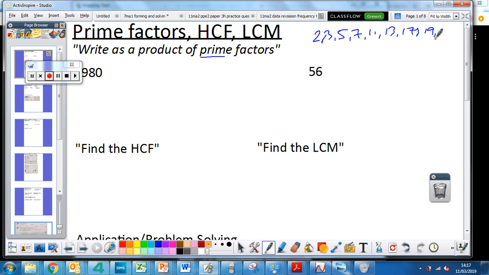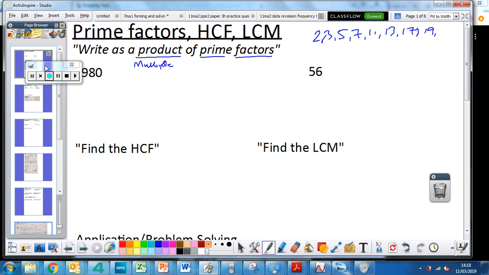Product means multiply. So our answer will involve multiplication signs, not a list of numbers with commas. We know that. Factors, we see factors as the numbers that can be multiplied to make another thing. So for example, the factors of 10, 2 times 5 is 10, so 2 and 5 are factors of 10. That is what we need to know.